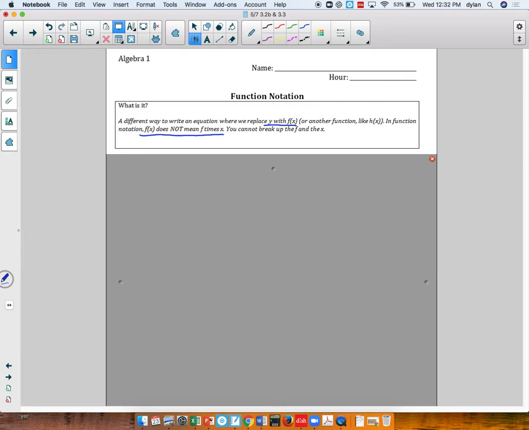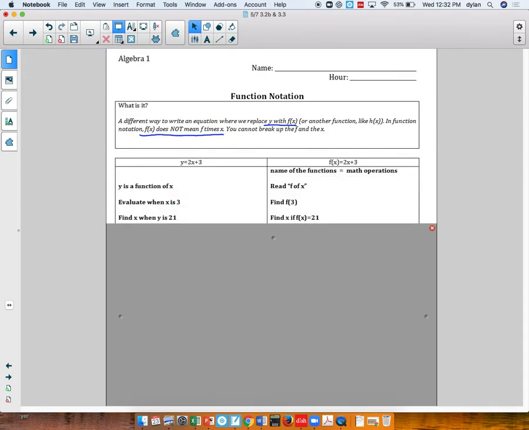And the reason we do this is we're going to start getting into problems where we have lots of different functions within a single problem. And so if we always said y equals, we wouldn't be able to tell them apart. But if we use f of x and h of x and k of x, we can individually name each function. There's also some other advantages that we're going to get into here in a second.